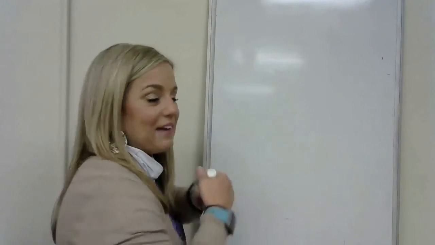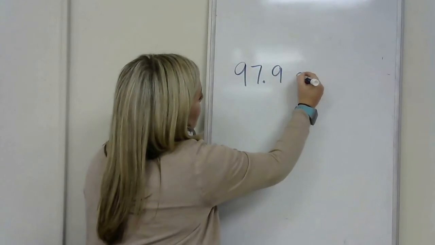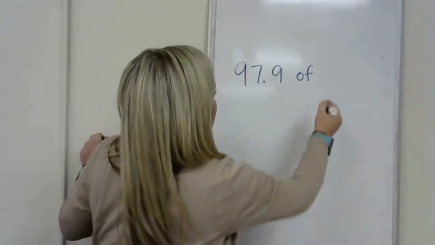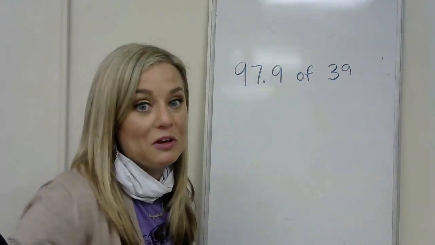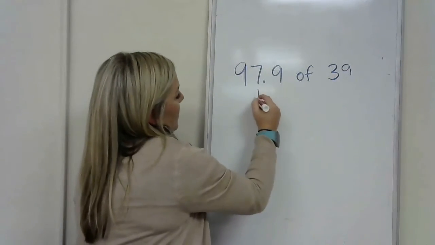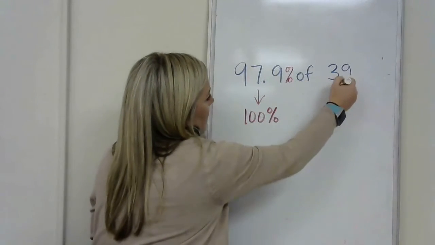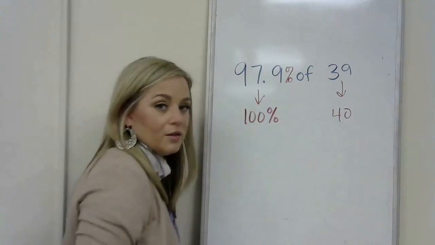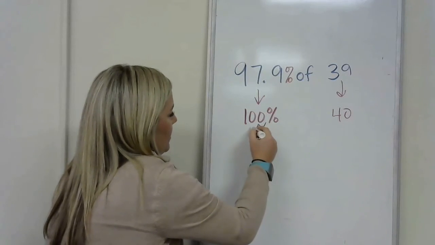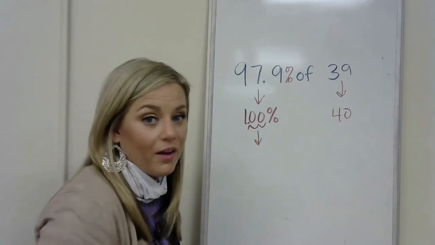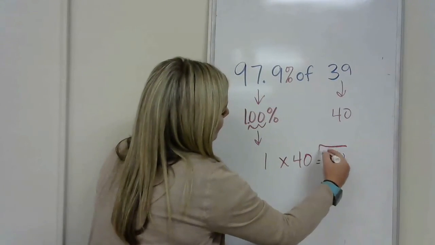All right, the next one is 97.9. Ooh, scary decimals. 97.9% of 39. Now, of course, I'm rounding this. I'm not messing with any decimals. I'm going to round that to close to 100%. Sorry, that was supposed to be percent, guys. And I'm going to round 39 to 40 because that's really close to 40, right? So in turn I'm making this 100. I'm bringing my decimal over 2 places, technically dividing by 100. And it is 1 times 40, which equals 40.